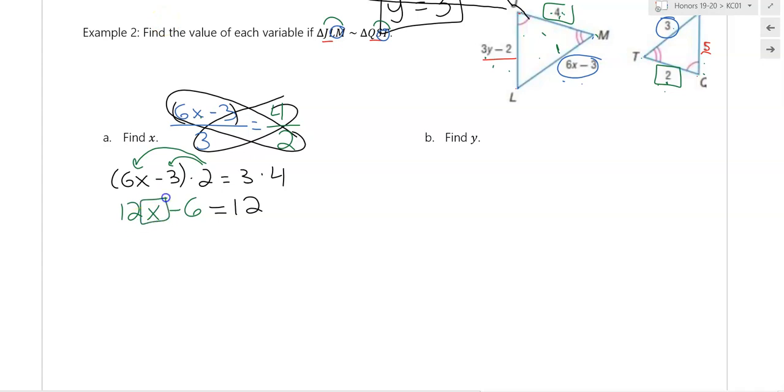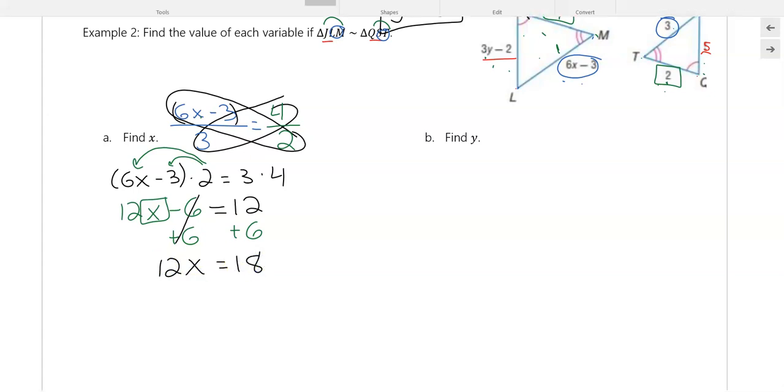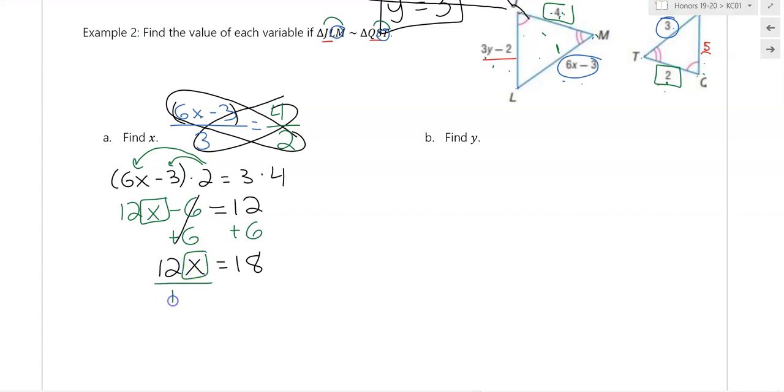Here's our variable. So we're going to get rid of this plus 6 first. These cancel. I'm left with 12x equals 18. Again, here's our variable. It has a 12 with it, so we're going to divide by 12. Again, these cancel, so I'm left with x equals 18 over 12 reduces to 3/2.